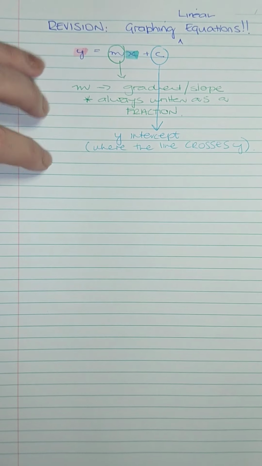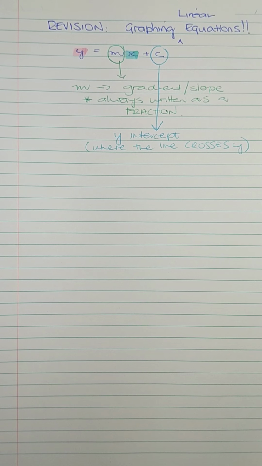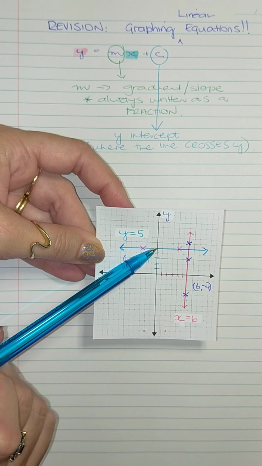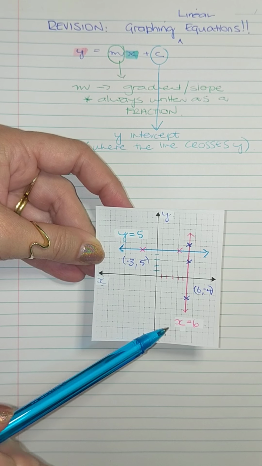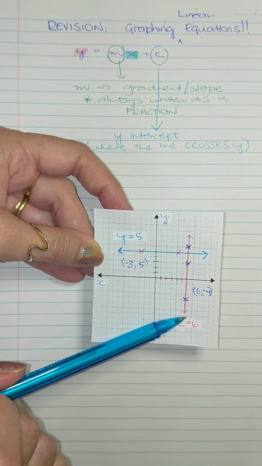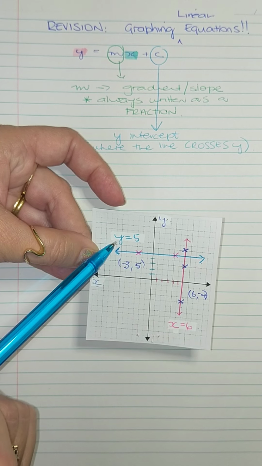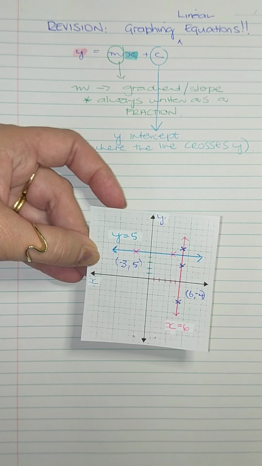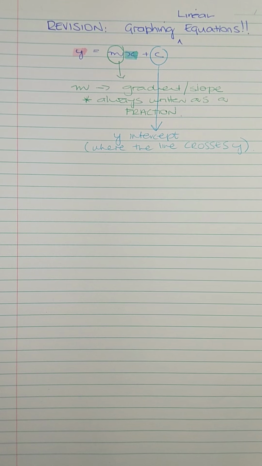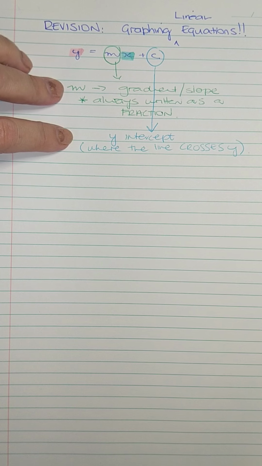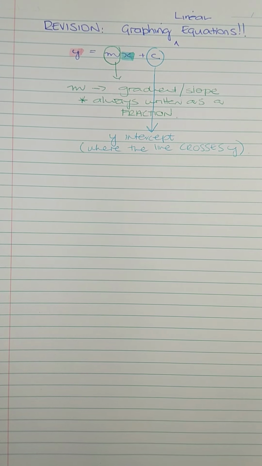Okay, so you can see one of these lines here does cross the y-axis. It's this one here. And one of them doesn't. So there is no y-intercept in x equals 6. There's no y in here. But there is a y here, and it equals 5, and there it is. Right. So we can use this background information, if you will, when we're graphing our equation. Let's do a simple one.